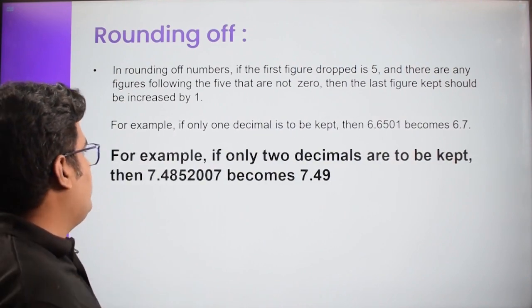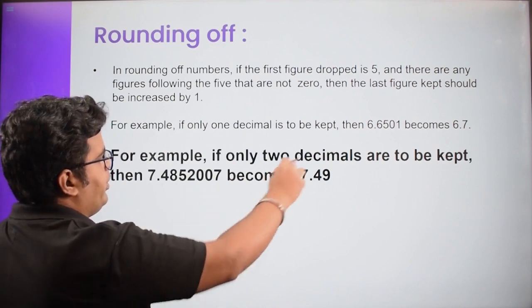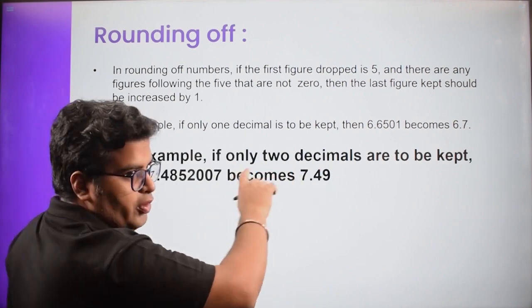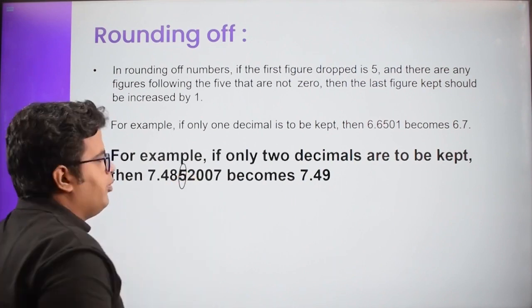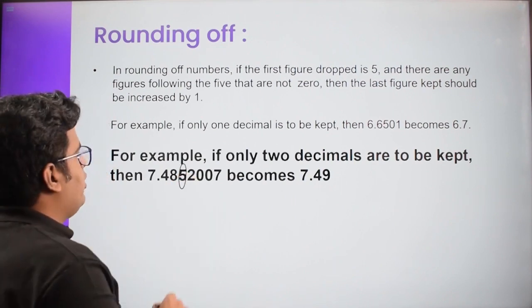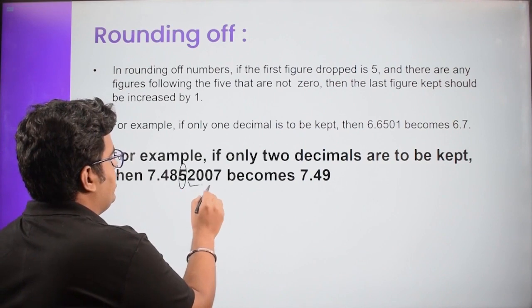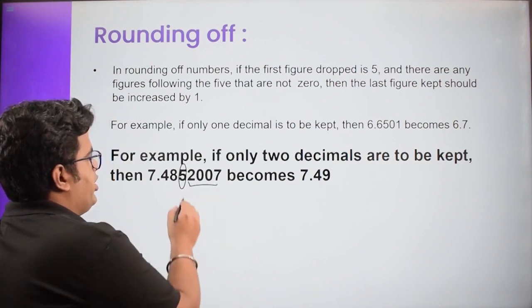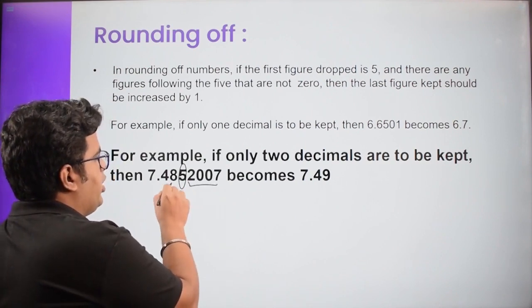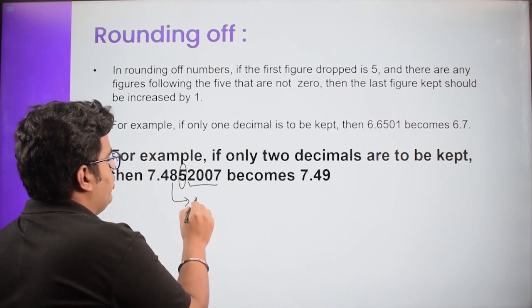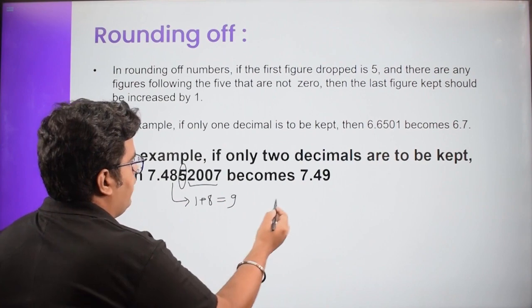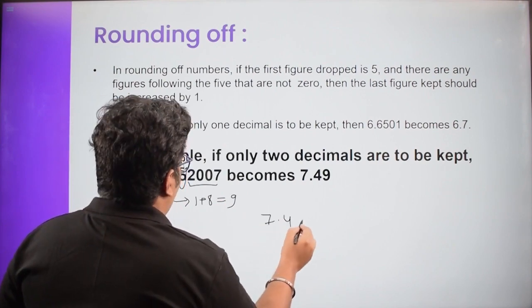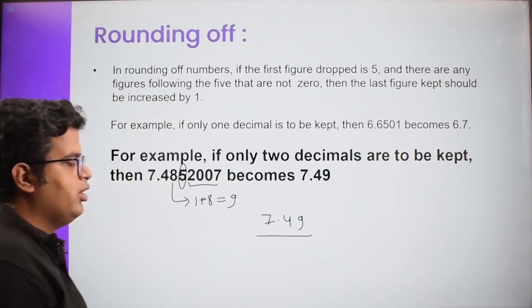We have another example. Let's say we have 7.485, and we want 2 decimals, meaning we want 2 digits after the decimal. So this is going to be your dropping number. That's again 5, right? Now these are the digits which are non-zero, and the digit appearing before it has to be increased by 1. So you'll have simply 1 plus 8, that goes to 9. So you'll have the answer as 7.49. I hope it is clear to you.